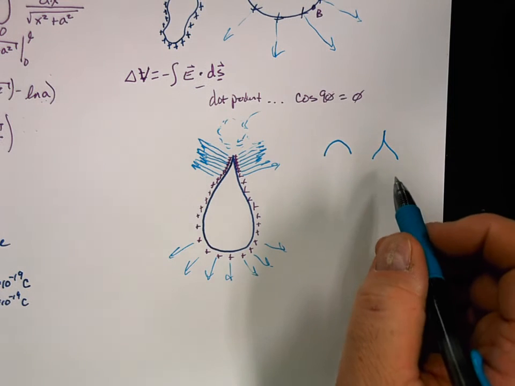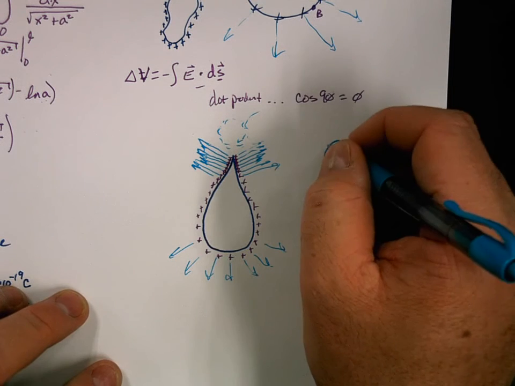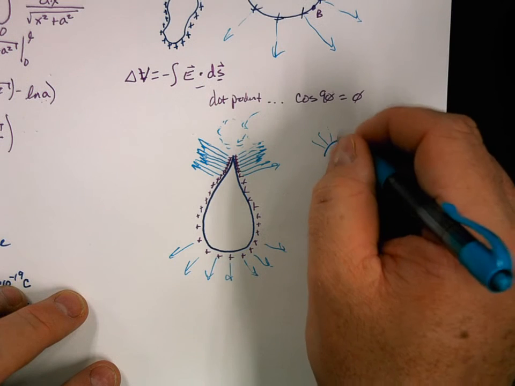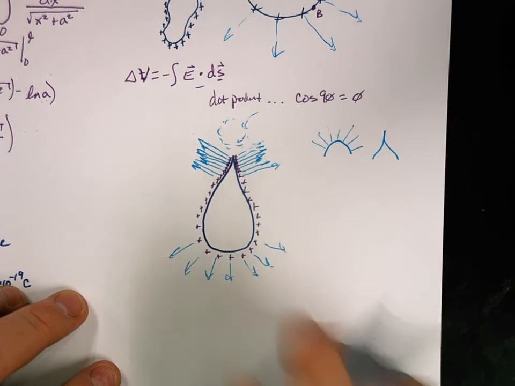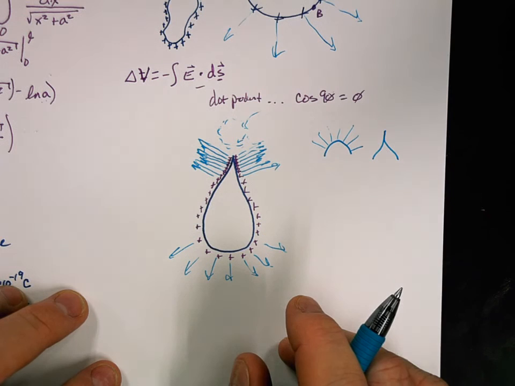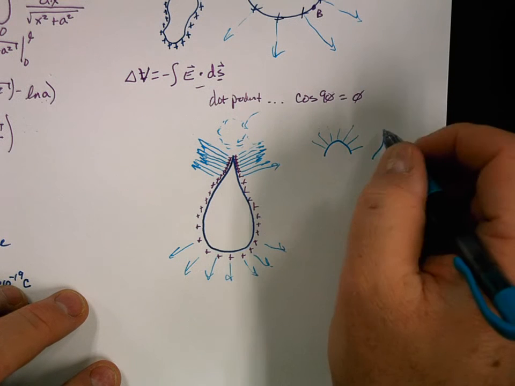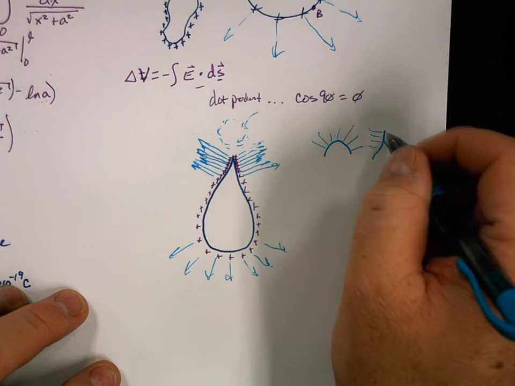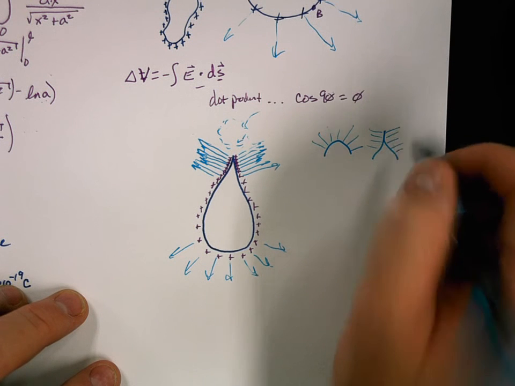Well, if this is pushing off, if this is the electric field for our lightning rod, as opposed to that, what do you think is going to be easier to push a charge down on?